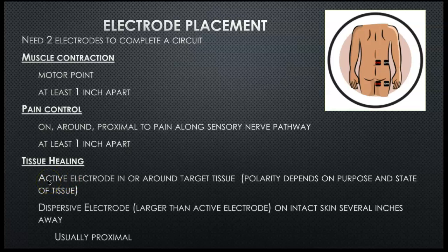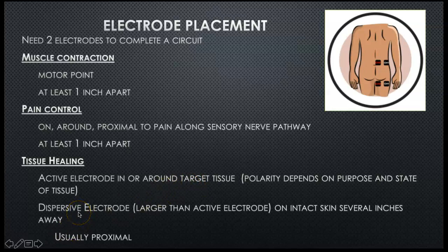The active electrode, whether it's positive or negative, is the one that is doing what you want it to do, the one that's fulfilling the treatment. You put the active electrode in or around the target tissue, whether you stick it in the wound or on the tendon you're treating with Ionto. That's where the active electrode will go. Like the one with the medicine in iontophoresis goes on the tendon that you're treating.